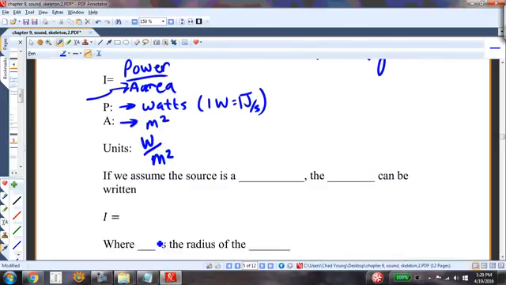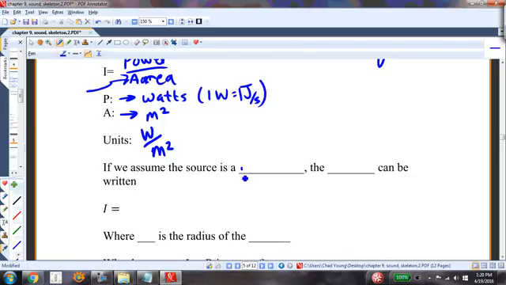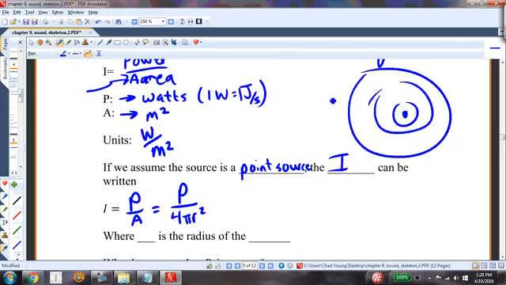If we assume that the source is a point source, then the intensity can be written like this. That is, it's P over A, the power over the area, which is the power, that's the energy per unit time, divided by 4 pi r squared. Because if we have a point source that's emitting sound, it emits out spherically symmetrical, so that if I go a distance r from it, the total area that I'm covering is the area of a sphere. Here r is the radius of the sphere.